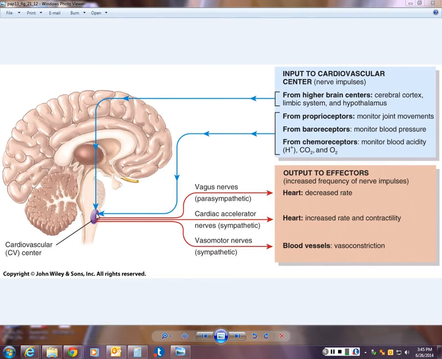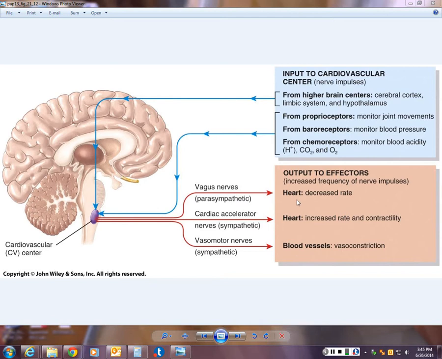In order to communicate with the heart, you'll see two groupings of nerves. These nerves should look somewhat familiar because they are discussed in chapter 20. They are the vagus nerve and the cardiac accelerator nerves. The vagus nerves send parasympathetic stimulation to the heart.